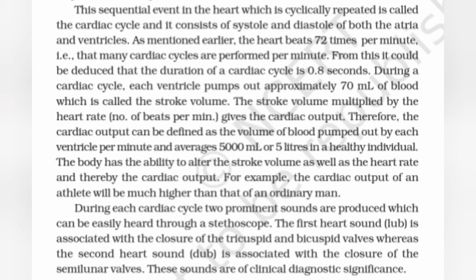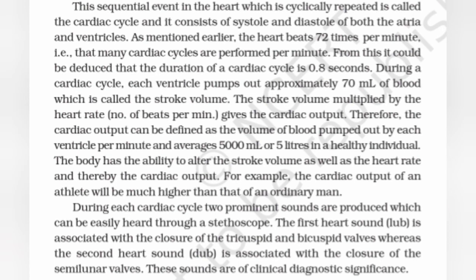During a cardiac cycle, each ventricle pumps out approximately 70 ml of blood. This is known as stroke volume. The stroke volume is multiplied by the number of beats and we get the cardiac output. It is about 5000 ml or 5 liters in a healthy individual per minute. The body has the ability to alter the stroke volume as well as the heart rate and thereby the cardiac output also. For example, cardiac output of an athlete will be much higher than that of an ordinary man.